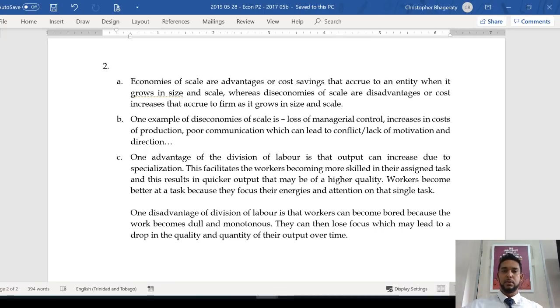All right. Sorry, guys. So one disadvantage of division of labor is that workers can become bored because the work becomes dull and monotonous. They can lose focus, which may lead to a drop in the quality and quantity of their output over time.